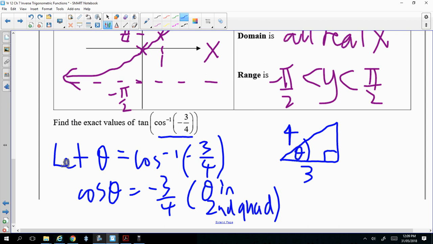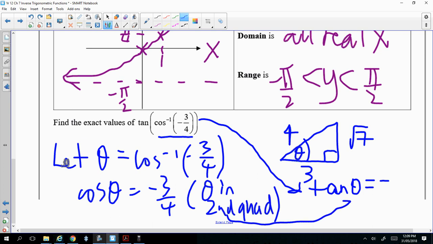So therefore, this can be written as tan theta, because theta is cos inverse. Tan theta in the second quadrant is negative. Negative root 7 over 3, like that. Opposite over adjacent. Alright, that's done. Make sure you learn this because that's important. This can be examinable.